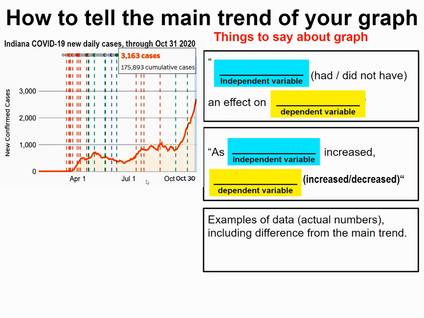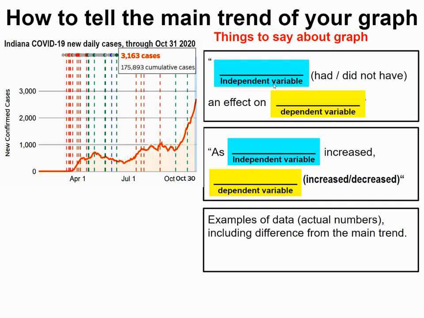Okay, if you had something like a scatter plot, like this graph, you're going to talk about the trend differently because it's one variable affecting the other variable throughout the whole range, okay? So in here, I've got, and this is actually true from up through yesterday, Indiana COVID-19 new daily cases. So here are the things that would be a little bit different.